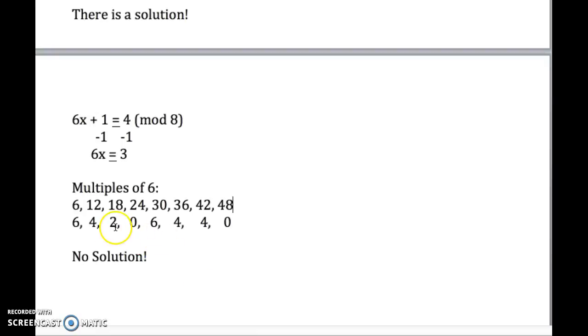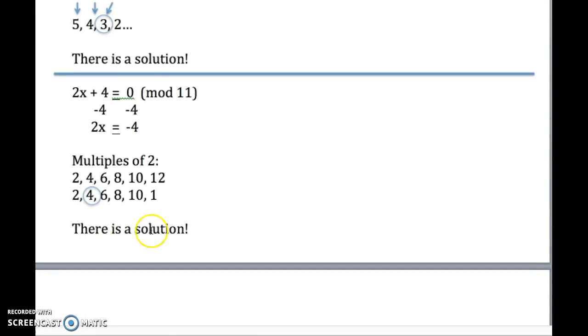I also would like to note that we didn't have to continue because this 0 showed up. That indicates that the pattern will repeat once a 0 appears. But this was the amount that I chose to go through. So this one has no solution.